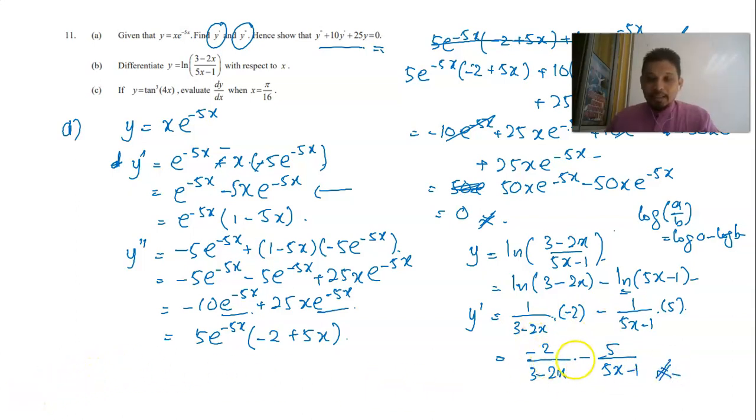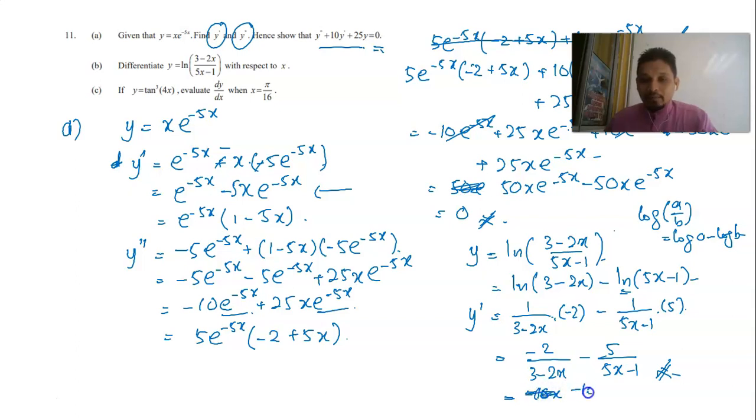Okay, class, if you refer to the final answers given behind, the final answer is given, so we are going to simplify these two fractions into one, meaning negative 2 multiplied with 5x minus 1. Negative 2 times 5 is negative 10x.